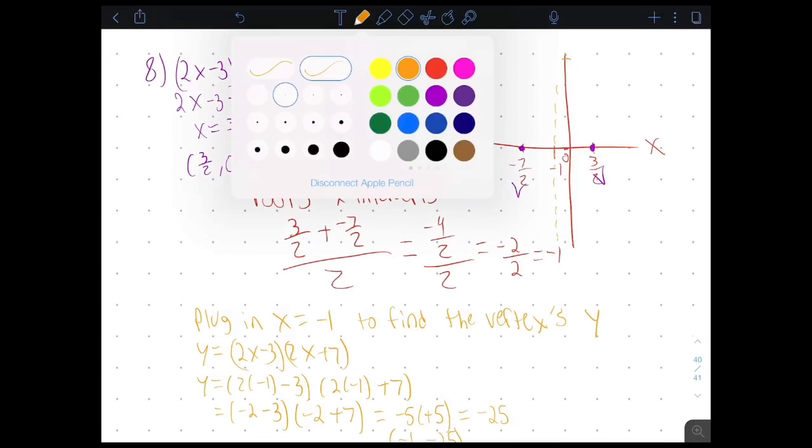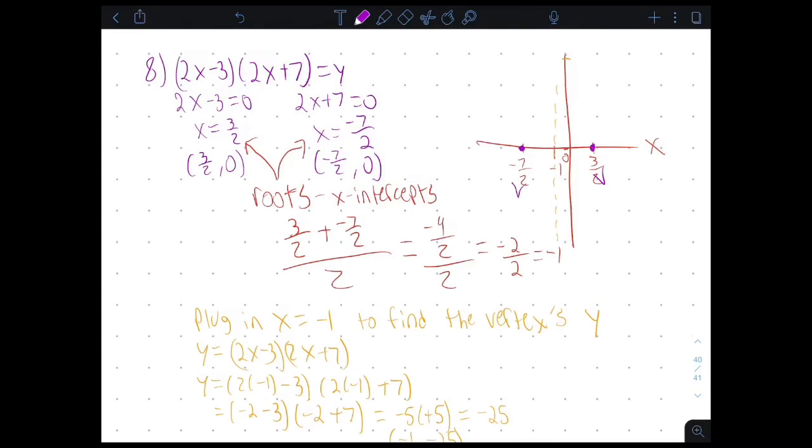So let's put that on this graph. Somewhere down here is going to be negative 25 for y. And on the axis of symmetry is where the vertex is. And it means we're going to start at the vertex and go up through the left root and up through the right root.